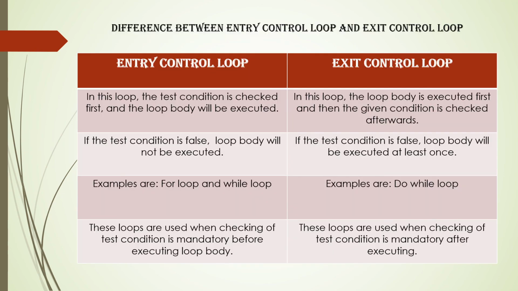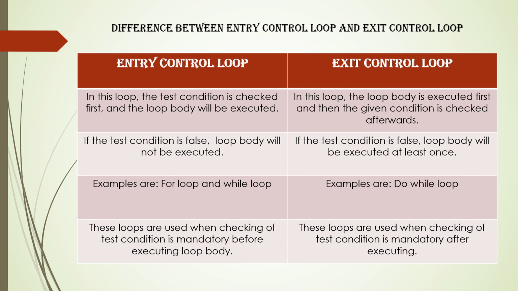Let's see the difference between entry control loop and exit control loop. It is very important, guys. Entry control loop is the loop in which the test condition is checked first, and only then the loop body is executed. In exit control loop, the loop body is executed first and then the condition is checked afterwards. In entry control loop, if the test condition is false, the loop body will not be executed. That is the for loop and while loop. I think you got it.